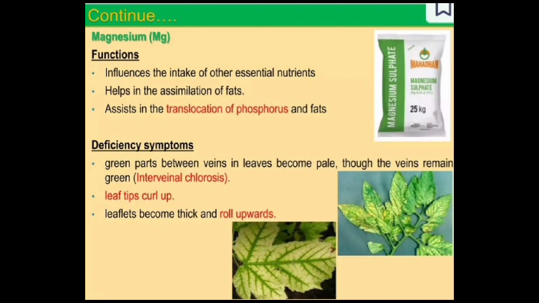In magnesium functions: influences the intake of other essential nutrients, helps in the assimilation of fats, assists in the translocation of phosphorus and fat. Deficiency symptoms: green part between veins in leaves become pale, though the veins remain green. Leaf tip curl up, leaflet becomes thick and raw.